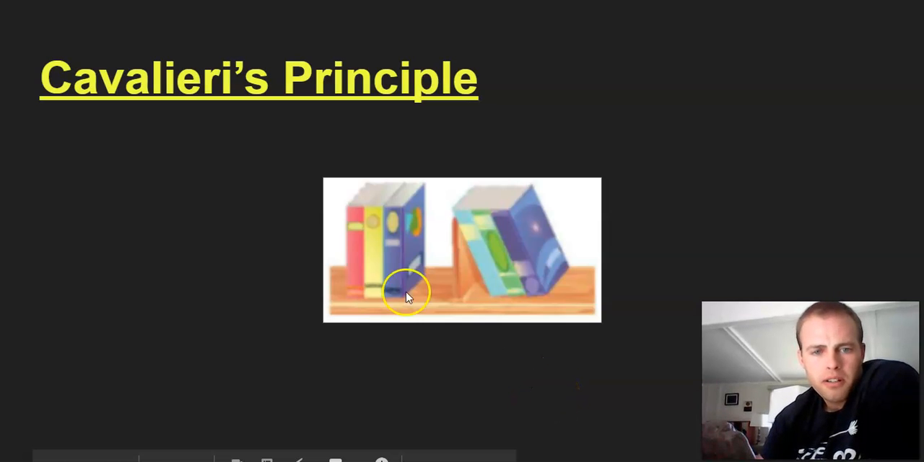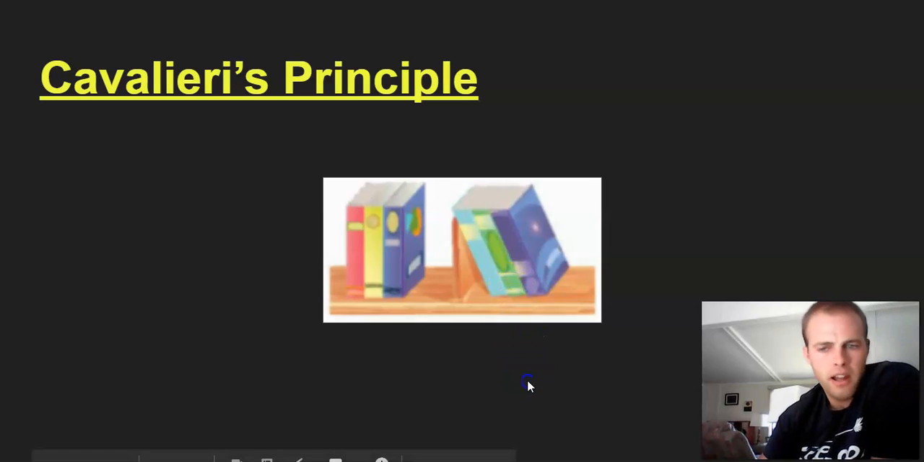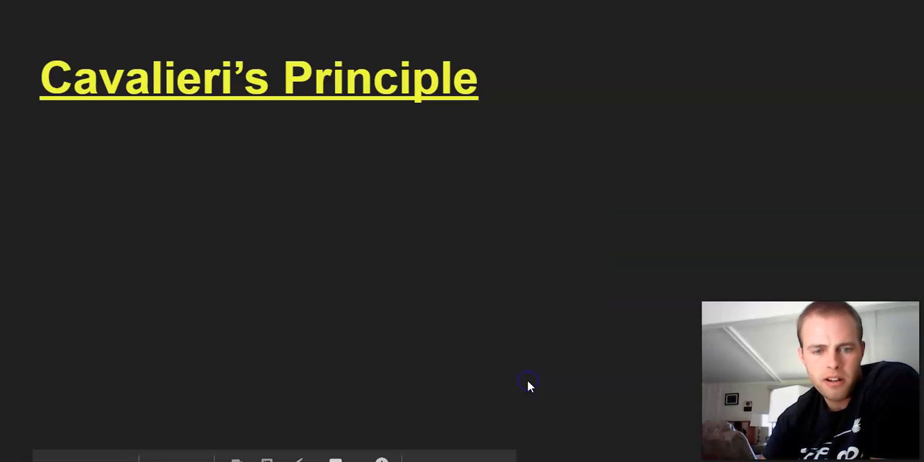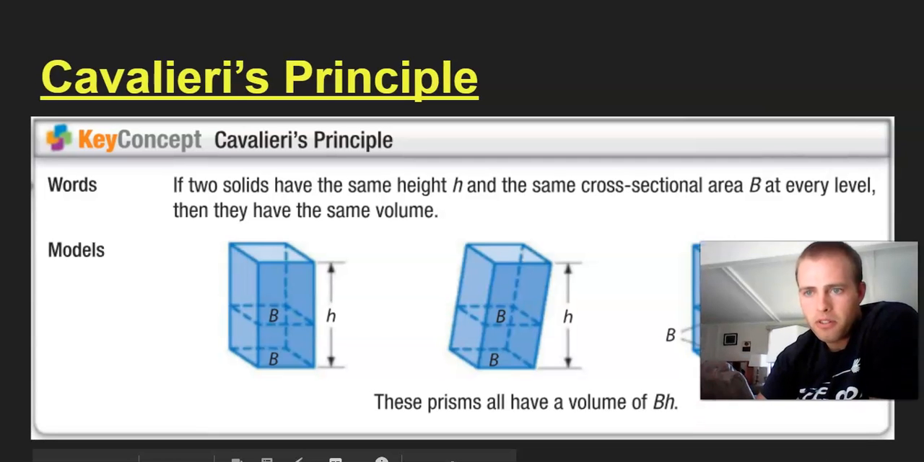Tell me about these books. If we have these 3 books, and we talk about their volume, how much space they take up, and then we lean those books over, do they still have the same volume? I think it's pretty obvious that the amount of material that makes up those books has not changed. And that's where Cavalieri's principle comes from.